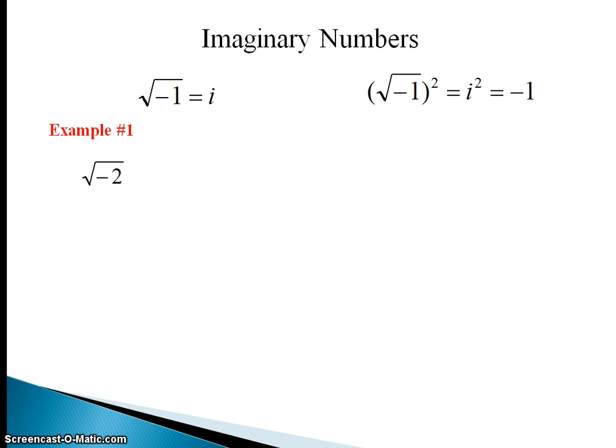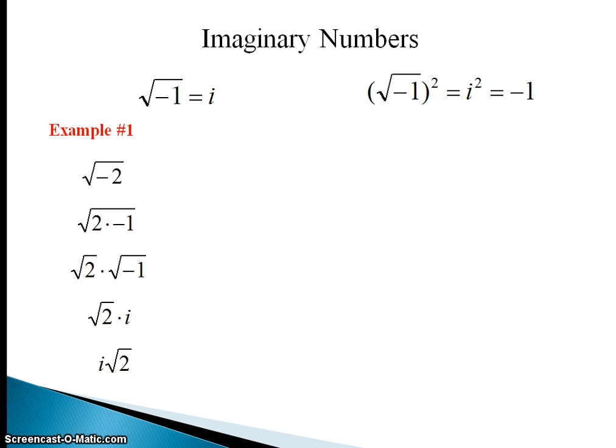Suppose we have the square root of negative 2. Well, we're going to factor out the negative 1. Then we're going to break up those two radicals. Then we're going to represent the square root of negative 1 as an i. Now, when we're writing imaginary numbers, we never leave the i behind the square root. We always move it to the front of the square root. And so I'm going to do that now. And the simplified version of the square root of negative 2 is i times the square root of 2.